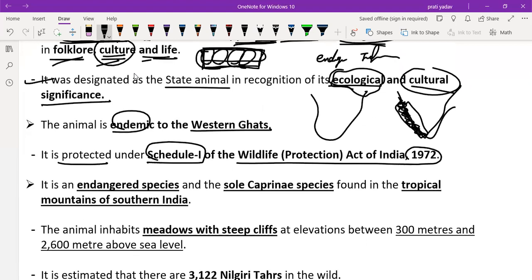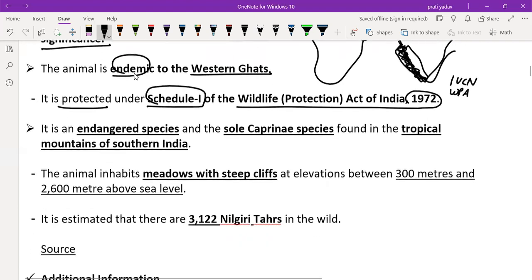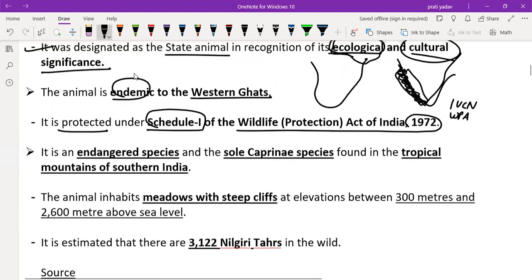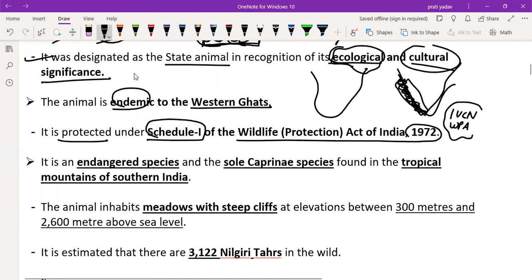There are three important protection bodies, you can say NGO or act or site. First one is IUCN, second one is WPA, and next one, I think there is one more organization, I do not remember the name, which works in the field of conservation of endangered, critically endangered, extinct species.